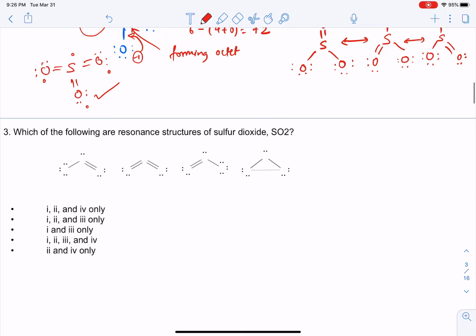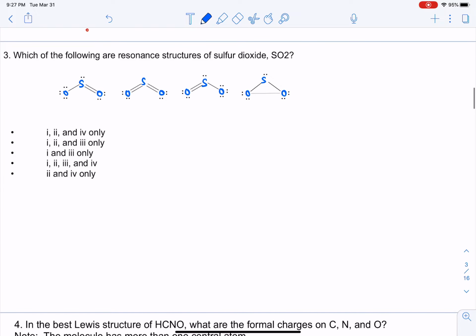This question is missing some of the elements in my slides for some reason, so I will write them down first. So that's the structure. Now we are trying to understand the question. Which of the following are resonance structures of sulfur dioxide? So you will be following the same kind of method that you used in the previous question. The only difference is that instead of SO3, you have SO2 now.